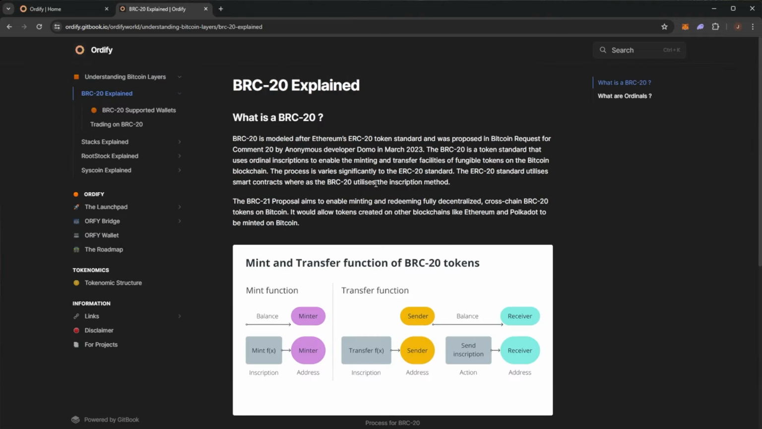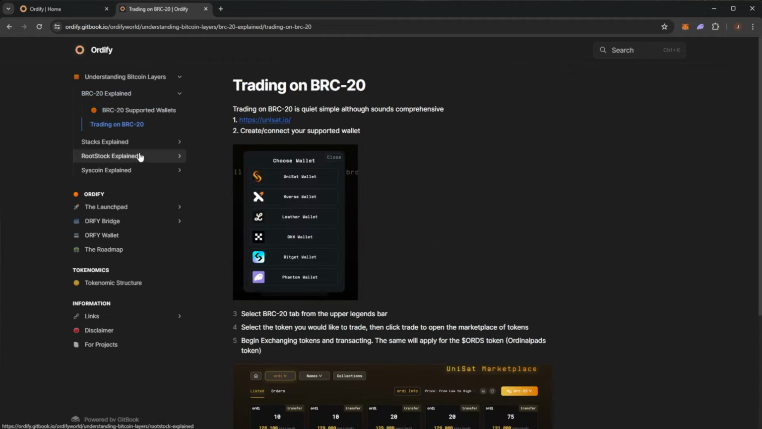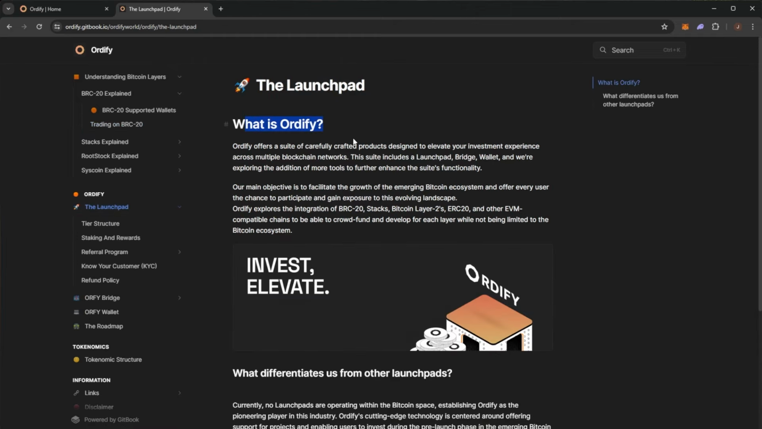BRC20, if you do not know, is modeled after the ERC20 system. This is basically building on Bitcoin. It's a token standard that uses ordinal inscriptions. If you need more details about BRC20 itself, Stacks and Rootstock, take a look at that. But now, of course, Ordify itself are these projects such as their Launchpad, Bridge, and Wallet.